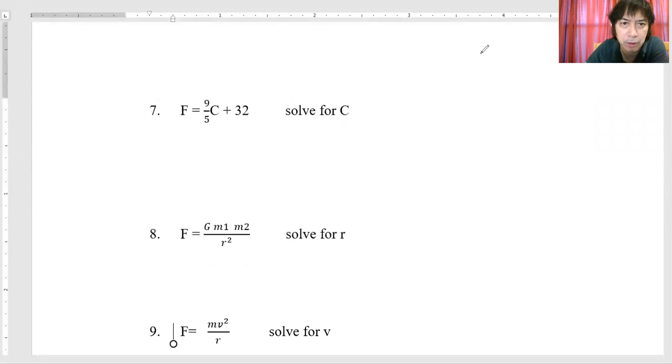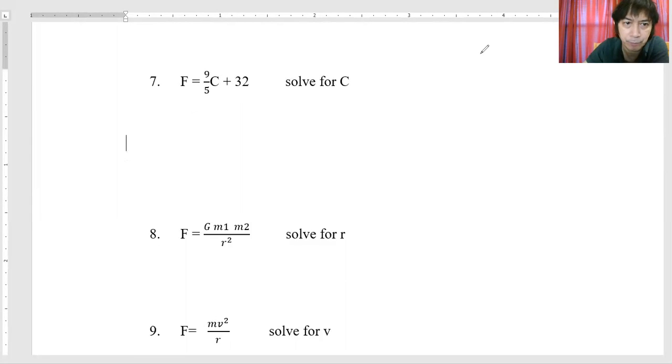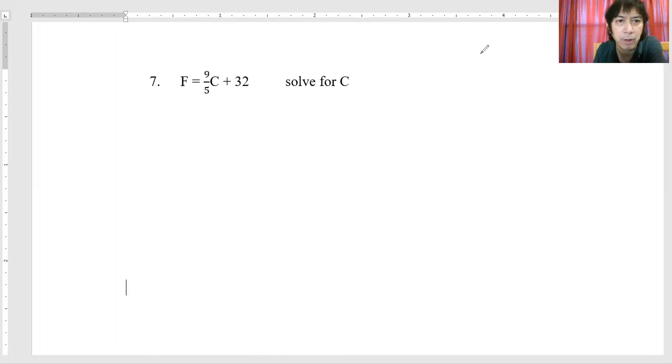All right, here is the next number. Fahrenheit equals 9 over 5 centigrade plus 32. Solve for centigrade in terms of Fahrenheit. So it's another physics formula. You're after the C here. Here's what we do. Let's use the blue.